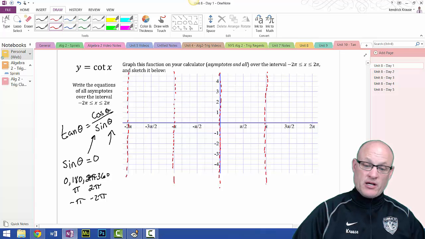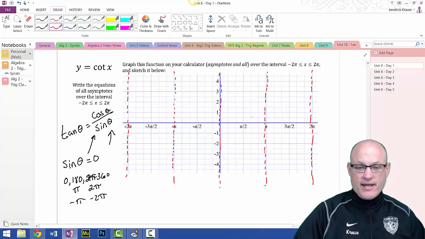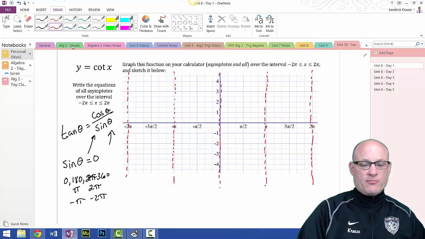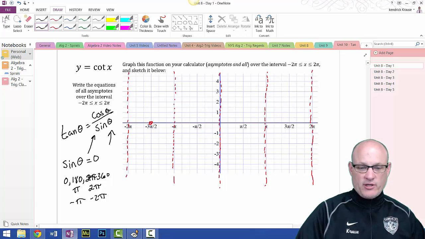So anywhere cosine will be 1 or sine will be 0, that's the most important part actually, is when this will be undefined. Because you cannot have 0 in the denominator of a fraction. And then again, just like the tangent curve, in between are all zeros.